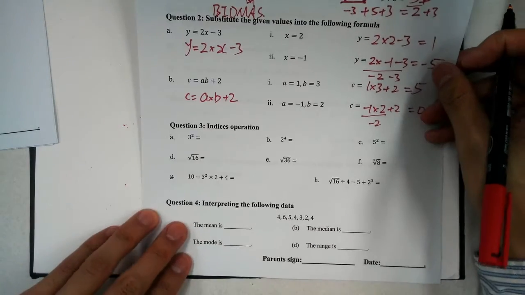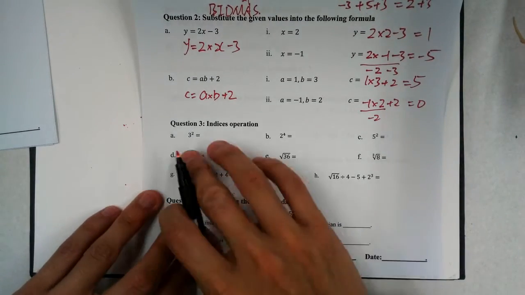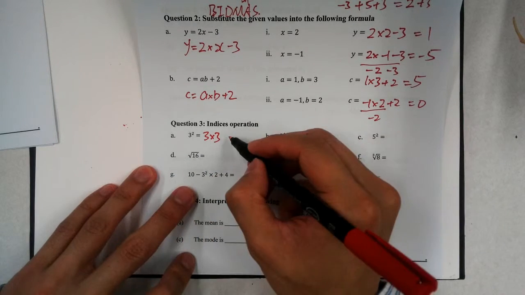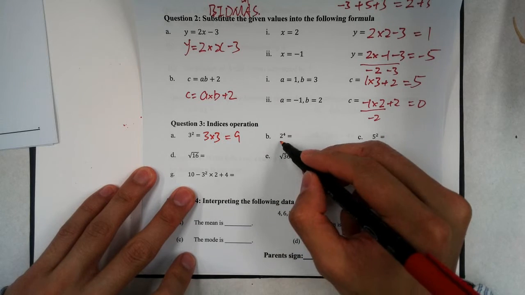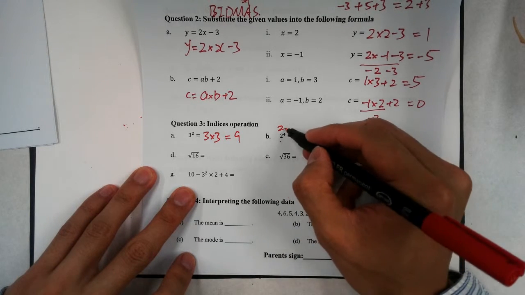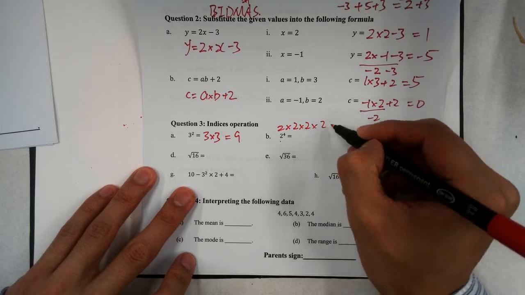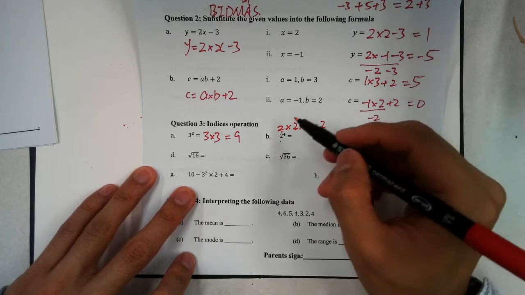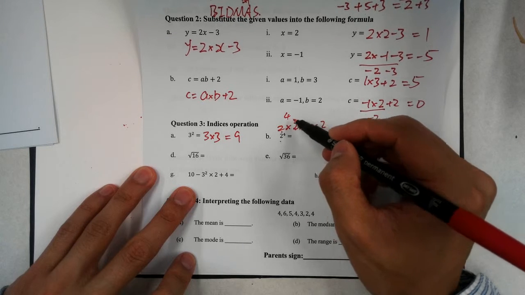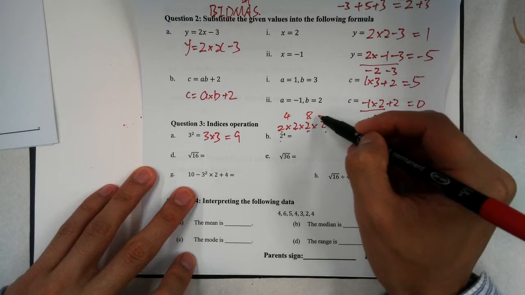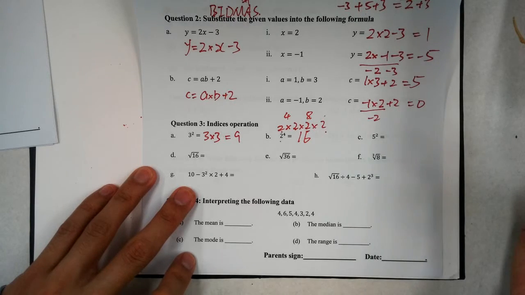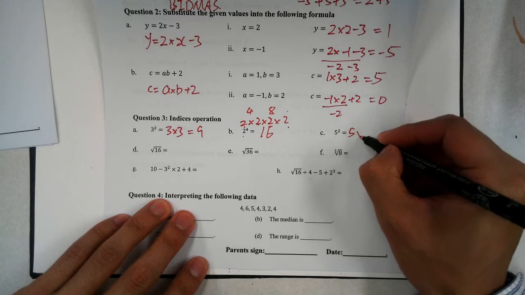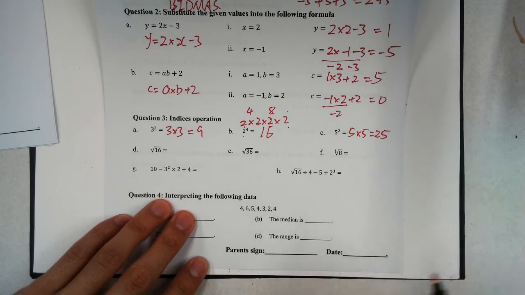And question 3, indices, what we learned this term. 3 squared means 3 times 3, which is 9. 2 to the power of 4 means 2 times 2 times 2 times 2. 1, 2, 3, 4, four 2's times together. 2 times 2 is 4, times 2 is 8, times another 2 is 16. So the answer is 16. Then 5 squared means 5 times 5, 25.